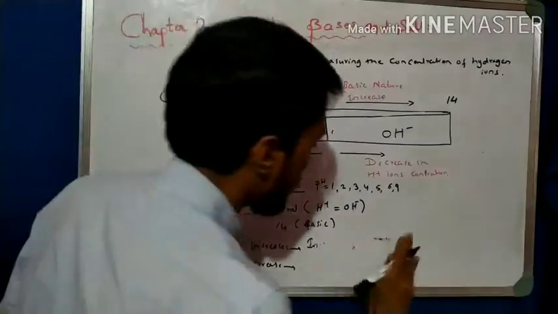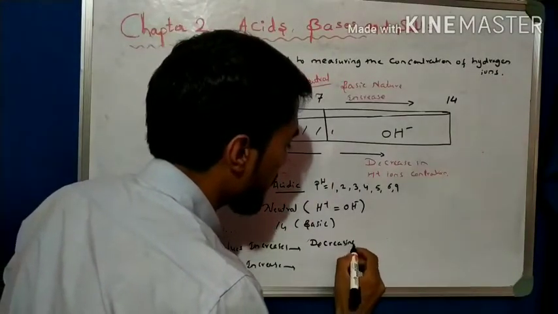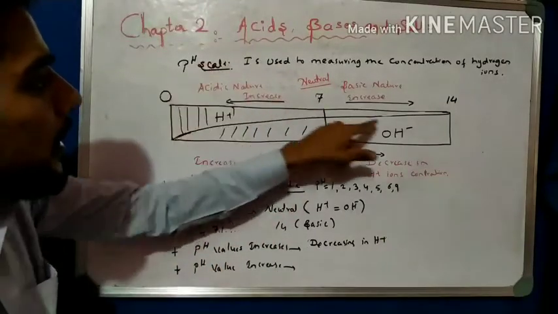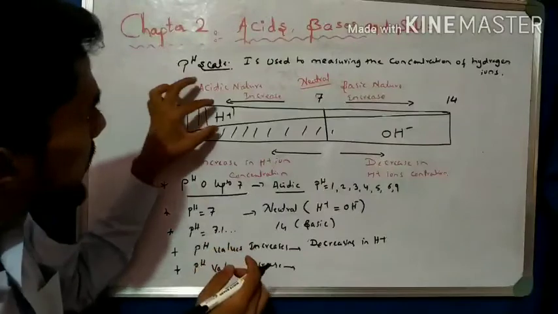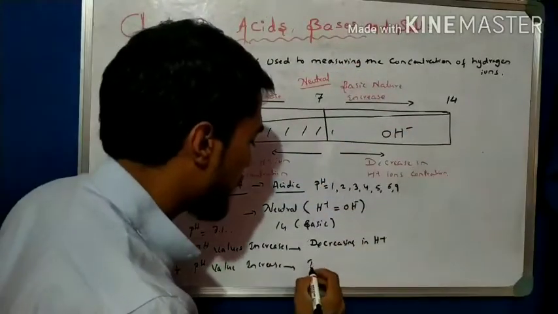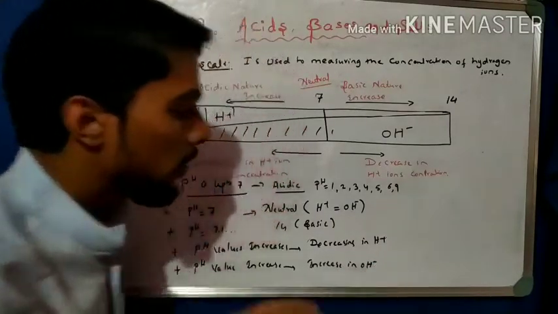pH value increases, H plus ions decrease, right? So when the pH value increases and H plus ions decrease, we observe an increase in the OH minus ions. Increasing OH minus ions. So that is very important.